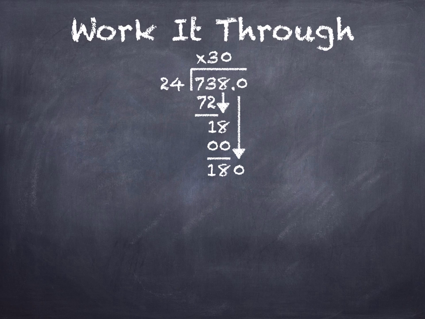So one important thing you need to do after you add that 0.0 in your dividend, you need to also put it in your answer, right? Because so far we have said if I split 738 things into 24 groups, 30 wholes will go in each group. And now I'm moving into the tenths place, so I need to indicate that by putting the decimal in my answer.